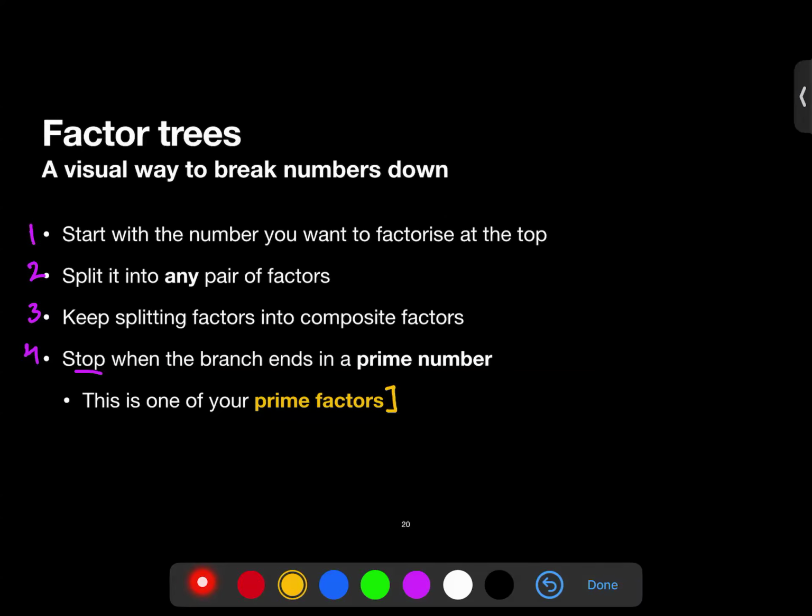So is there any confusion? We'll see an example in a second with prime factorization and factor trees, but is there any confusion in this concept? No? Okay.